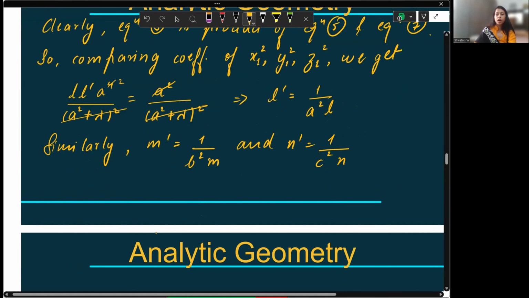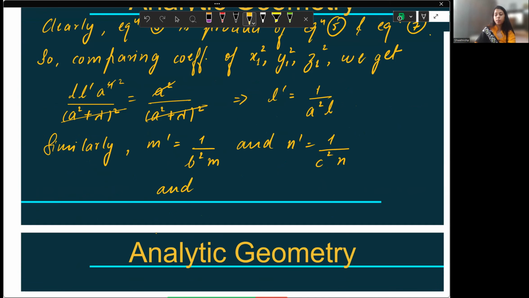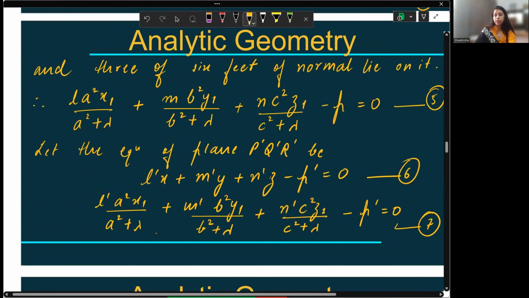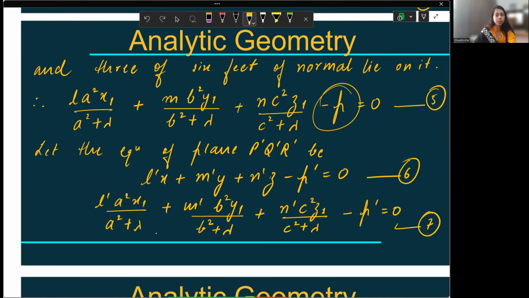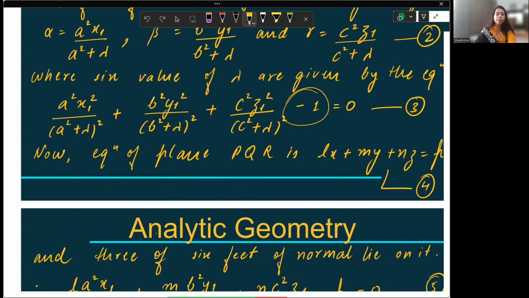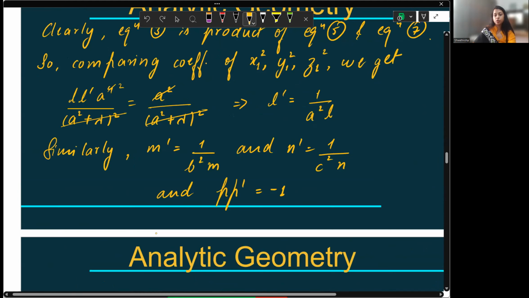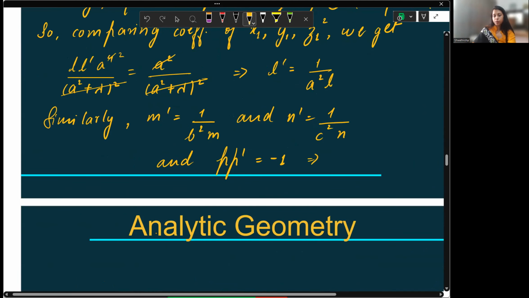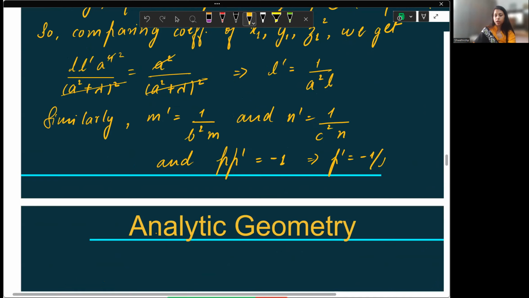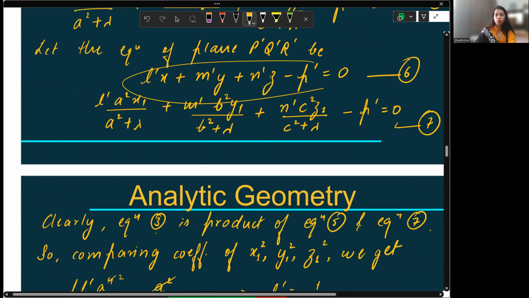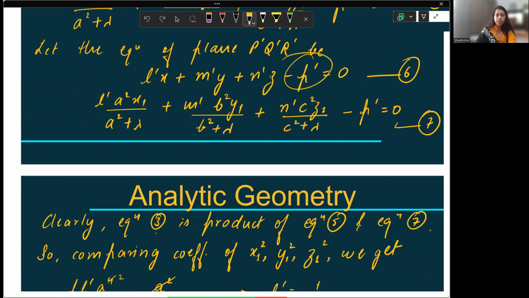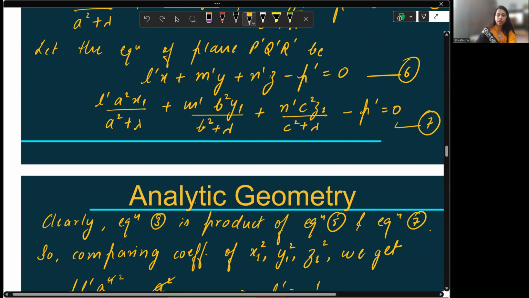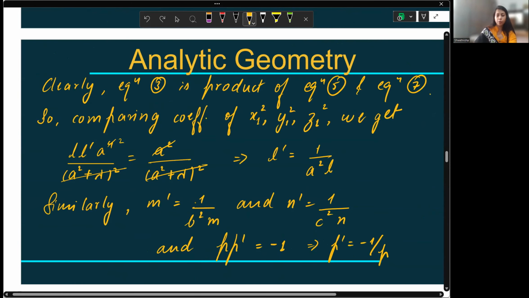Also, you can compare the constant terms, and p dash is equal to -1, because if I multiply this side, it is plus p dash, but in equation number 3, we have a minus. So p dash is equal to -1, which implies p dash is equal to -1 by p. So you have to substitute everything over here. I'm getting p dash in minus, so if I keep it over here, it will be positive.